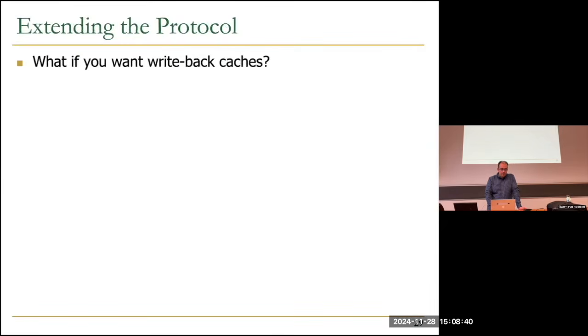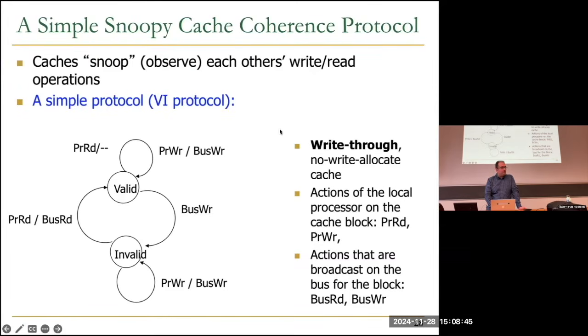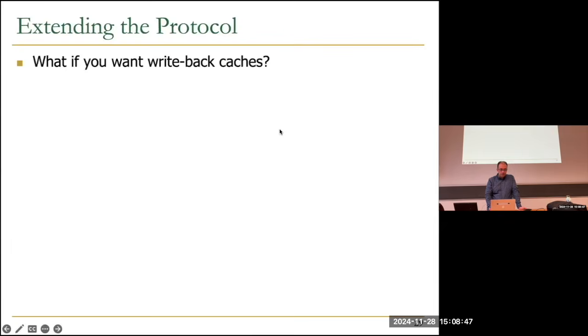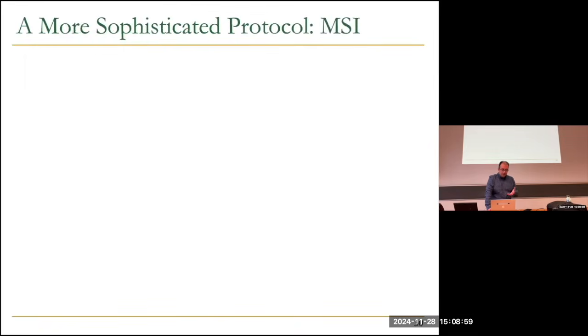What if you want write-back caches? In this example, we considered write-through. If we want write-back caches, that means we want a modified state, a state that says the data I have is dirty. That brings us to a more sophisticated protocol, which we call MSI, the Modified-Shared-Invalid protocol.